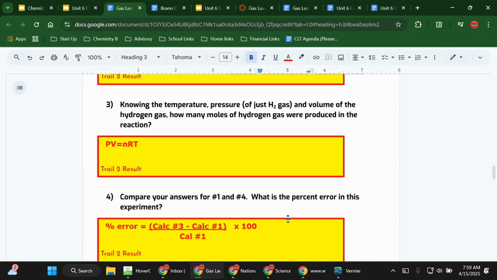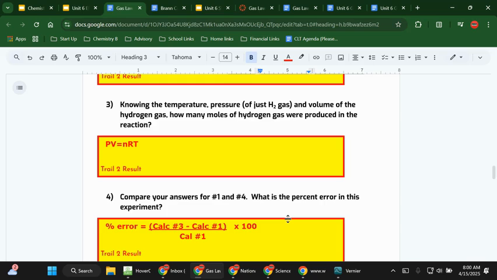R. Which R value are we going to use over there? Which one? Okay, give me the number though. 8.31. And then the temperature of your water converted into Kelvin. Do the calculation, solve for the moles of hydrogen gas produced. Do the same thing for trial 2.